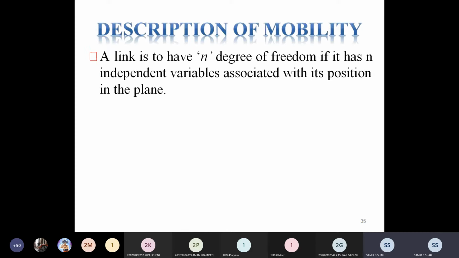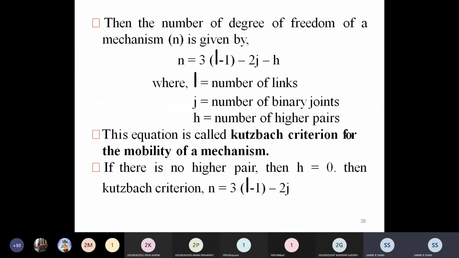Description of mobility. A link is said to have n degrees of freedom if it has an independent variable position in a plane. Then the number of degrees of freedom n is equal to 3 times (L minus 1) minus 2J minus H. You have to remember this equation. That equation is known as the Kutzbach criterion for mobility of the mechanism. To find the degree of freedom, n is equal to 3(L minus 1) minus 2J minus H.